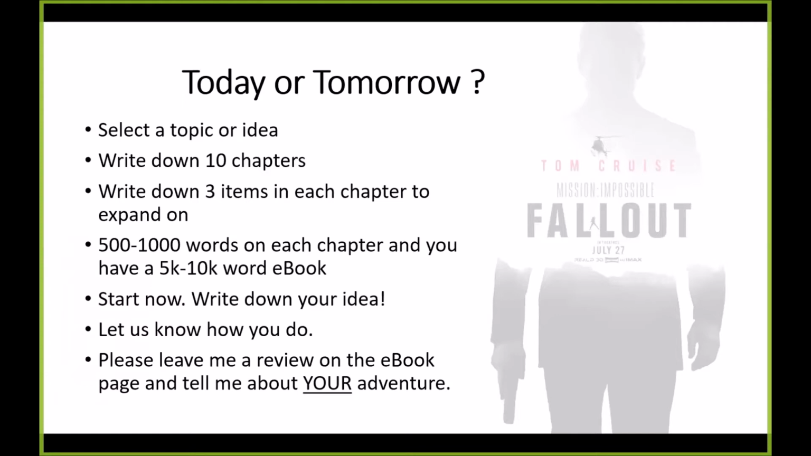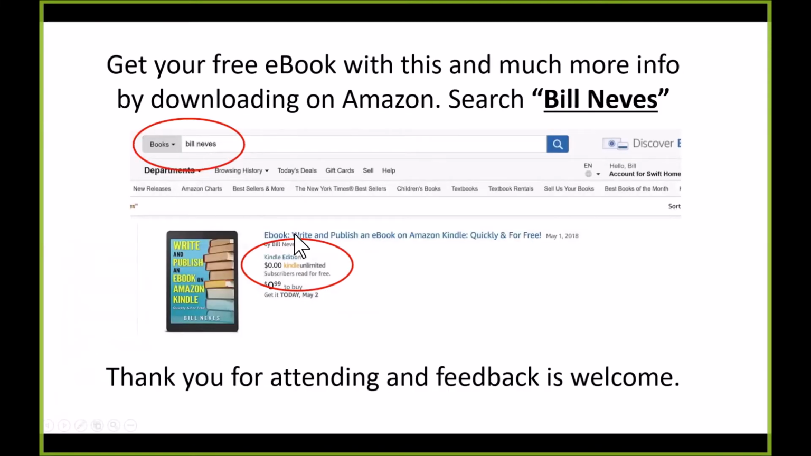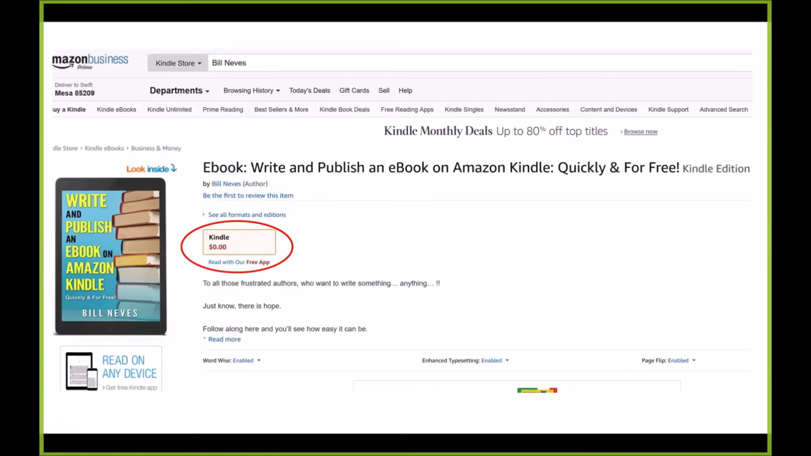So to get your free ebook, you just go to Amazon and type in books in the search bar. You can do the drop down, and then when you do that, type in my name. It's a new book, so if you type in ebook, you're going to see a whole bunch of other stuff. So you type in my name, and it's 99 cents normally. Today it's free. And when you click on that, you drop down to there it is, free today.